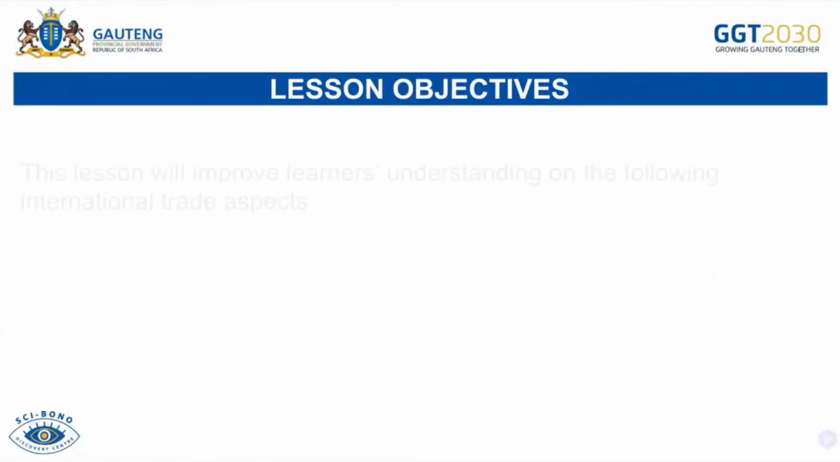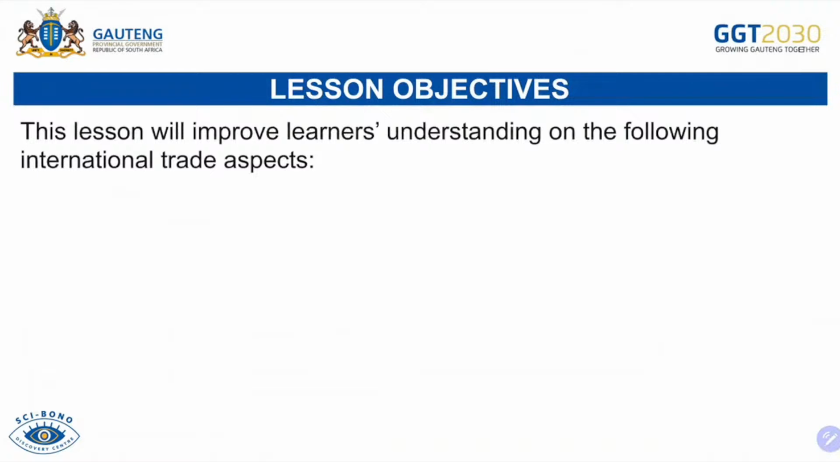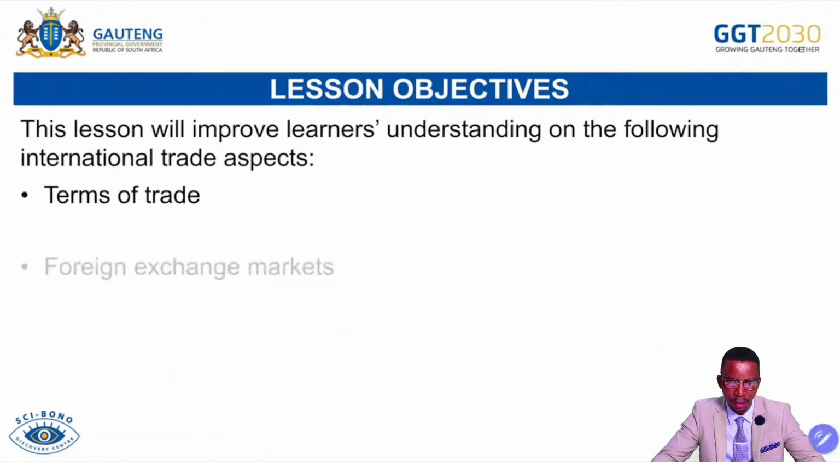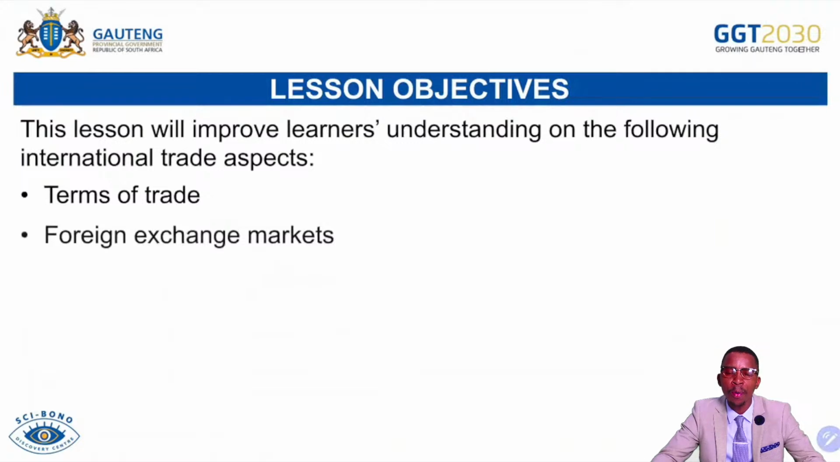The following are the lesson objectives that will be achieved during the course of this lesson. You will understand what is meant by the terms of trade, what is the importance of terms of trade, and what is the benefit of having increased or declined terms of trade. You will also learn more about the foreign exchange markets, which is the market where different world currencies are traded.